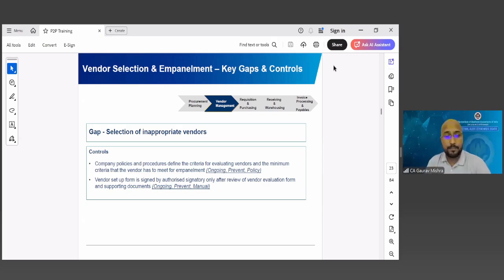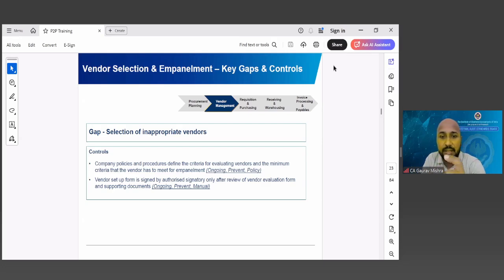So now, if you see vendor management, selection of inappropriate vendors, which we were talking about, in your system 20 vendors are there for a particular material or services. And yes, one more thing which is very important, and I can say this is one of the fraudulent areas.